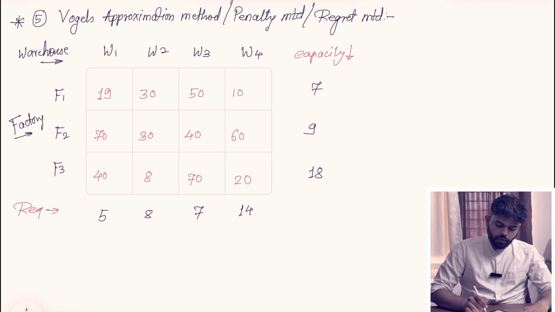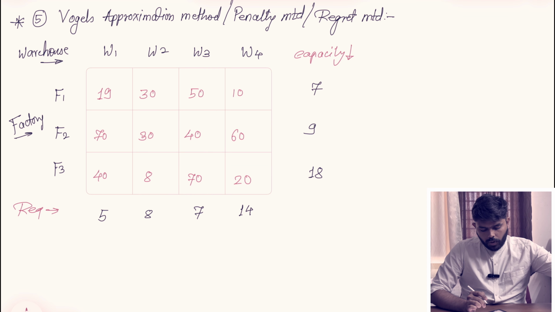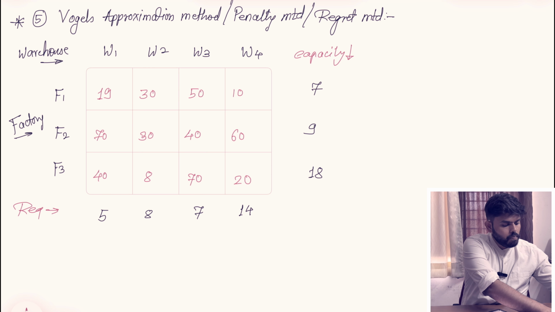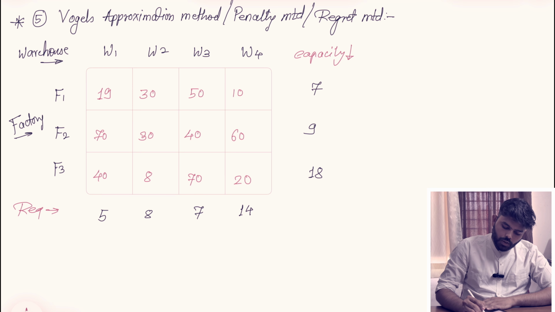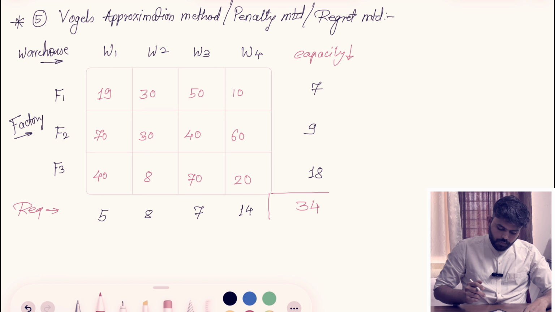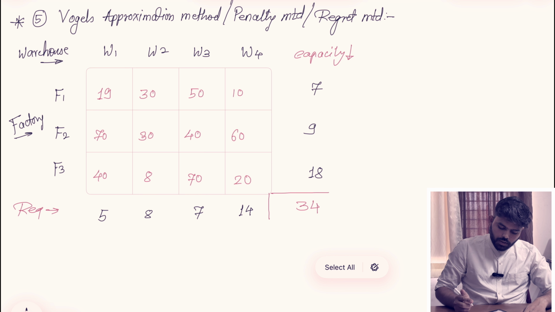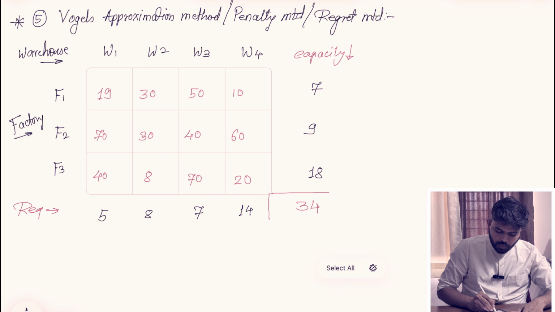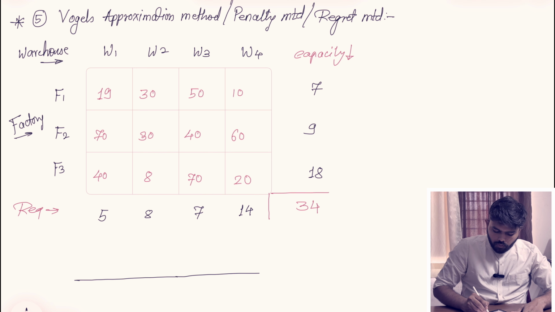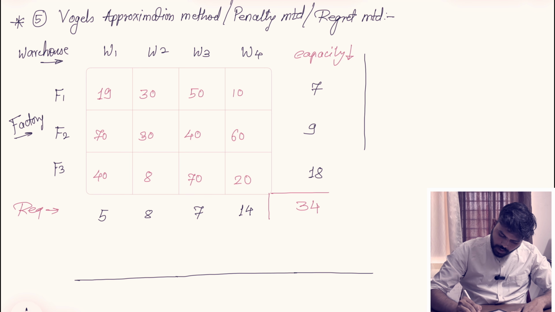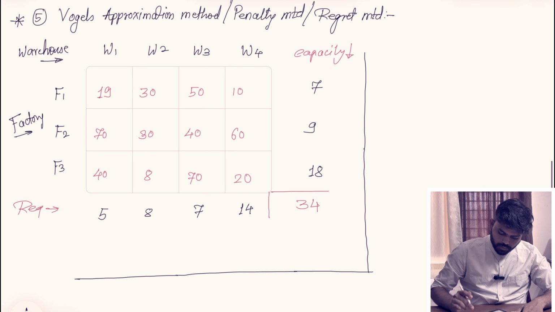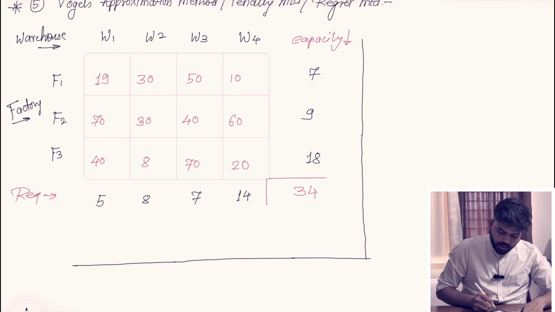So let us add all the requirement or demand. If we add all the requirement or demand, we get the value equal to 34, and similarly the total supply or capacity is also 34. So this is a balanced transportation problem. Now this balanced transportation problem we are supposed to solve by Vogel's approximation method. So in Vogel's approximation method, what we do is we draw a horizontal line and then a vertical line, and beyond these lines we will be giving the penalties.